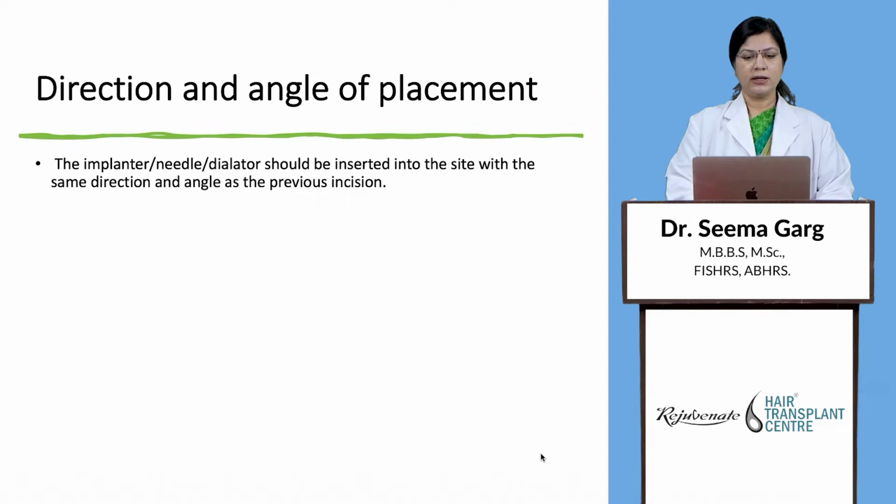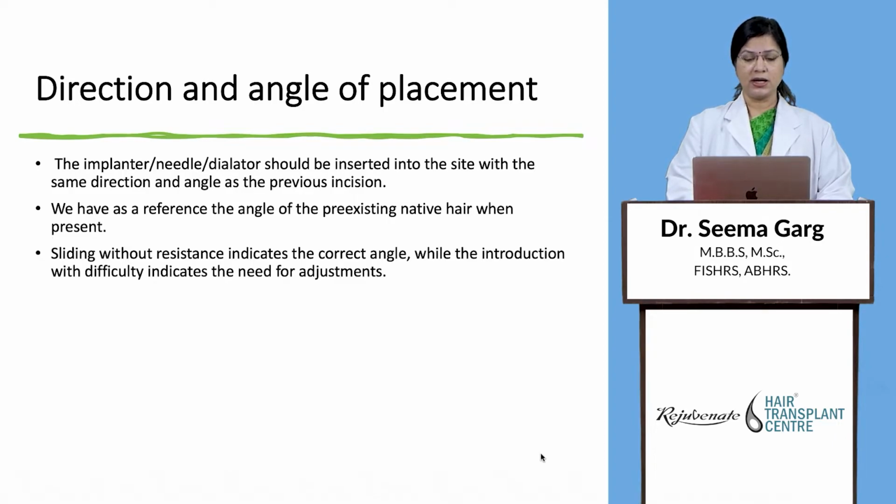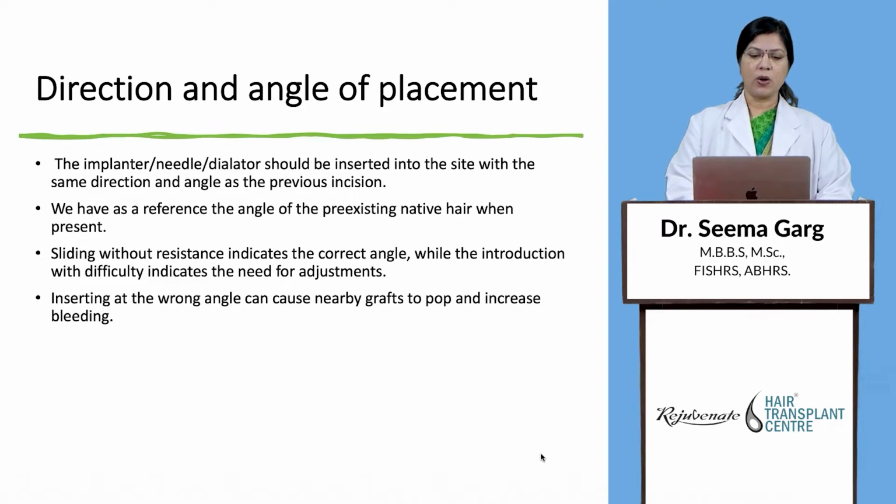The implanter, needle and dilator, should be inserted into the sites with the same direction and angle as the previous incision. We have as a reference the angle of pre-existing native hair when present. Sliding without resistance indicates the correct angle, while introduction with difficulty indicates need for adjustment. Inserting at the wrong angle can cause nearby grafts to pop and increase bleeding.